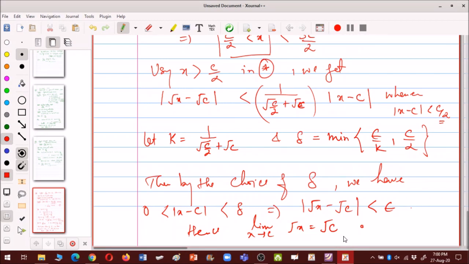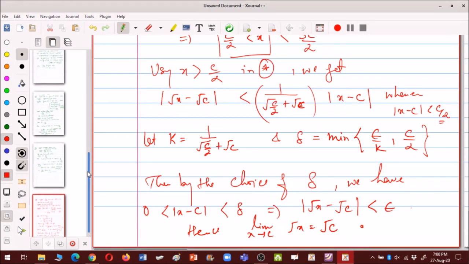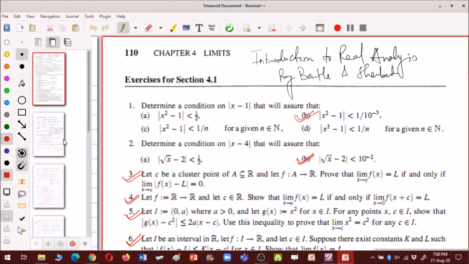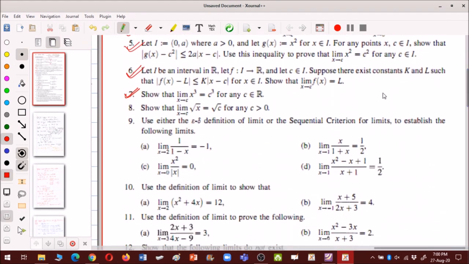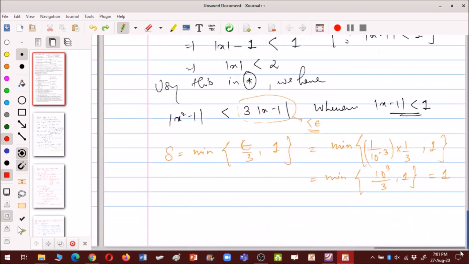So let us try some more questions. We will take one more question. We have done question number 8 also. Now question number 9. We have to use either the epsilon delta definition of limit or the sequential criteria for limits to establish the following limits. Let me solve for you question number C and question number D because they are more tricky. First let us start with question number C.